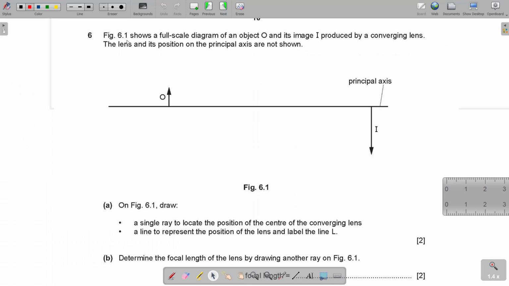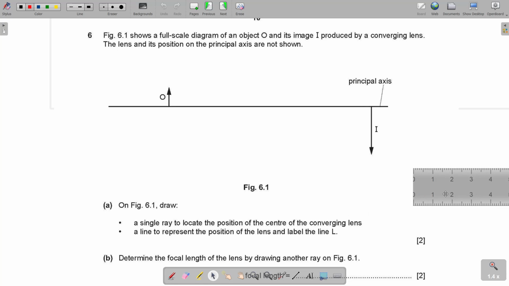Question 6 says figure 6.1 is a full-scale diagram of an object O and its image I produced by a converging lens. The lens and its position on the principal axis are not shown. On figure 6.1, draw a single ray to locate the position of the center of the converging lens.